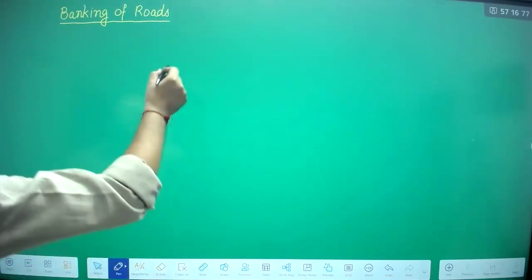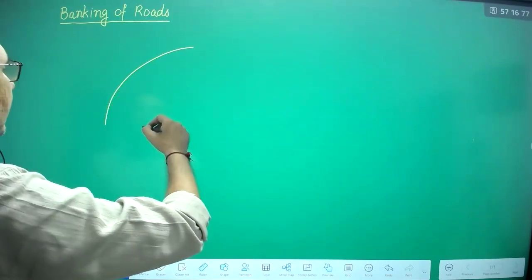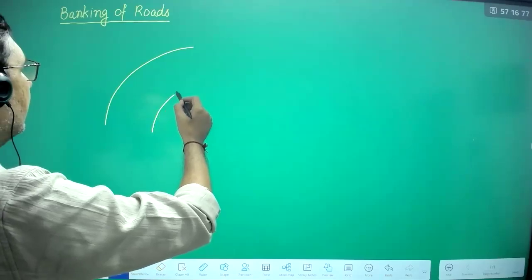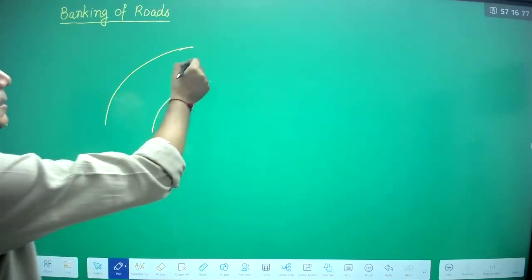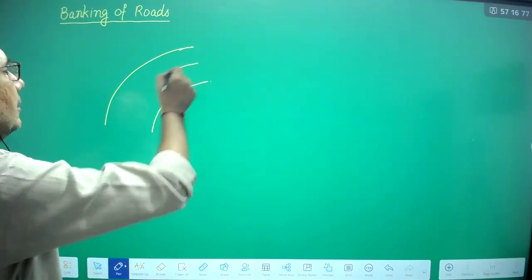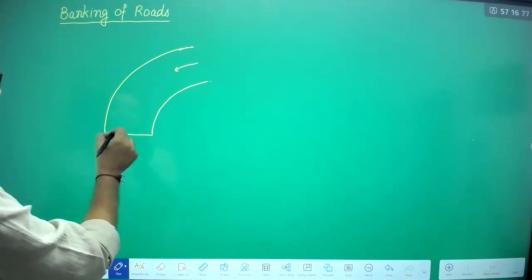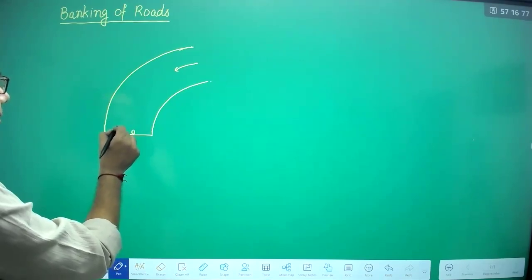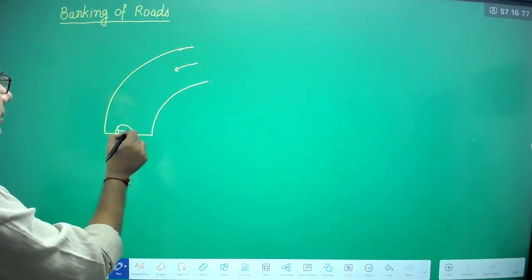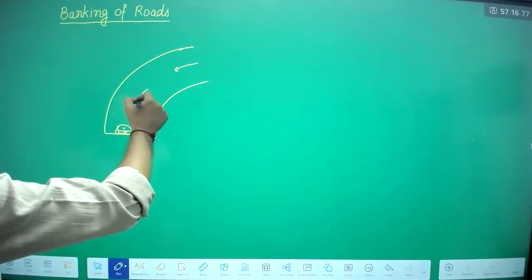So basically, what is the meaning of banking of road? Suppose you are having a road track like this. It is having a curve, it is having a curvature like this, and a car is moving on it. Suppose here I'm looking at the car. The car is here, and it is traveling in this direction.